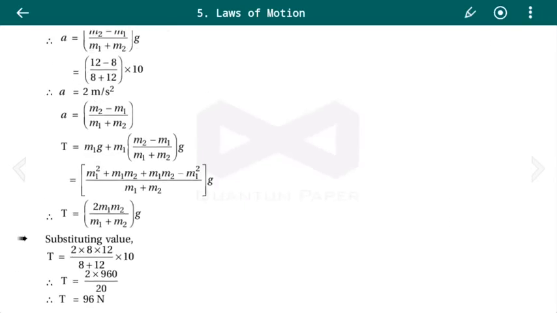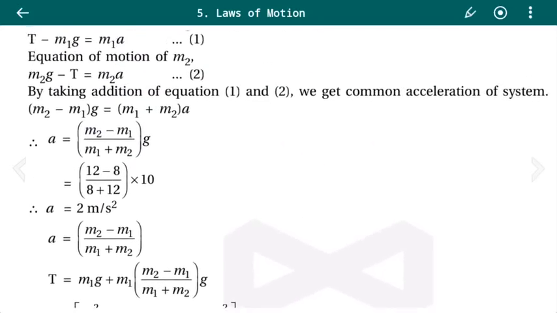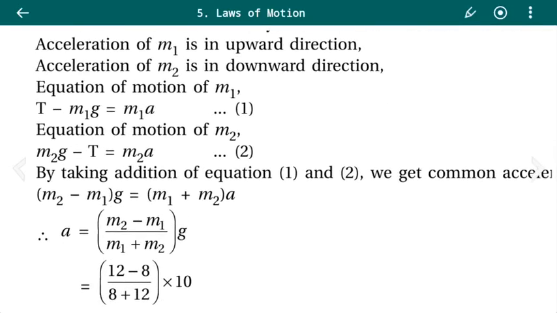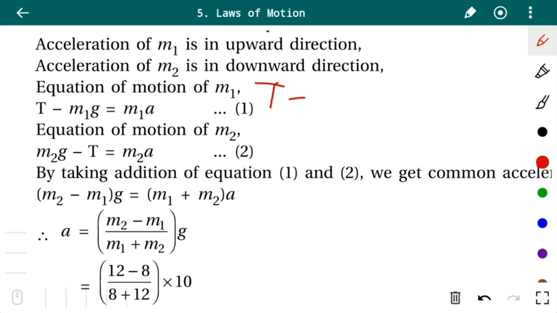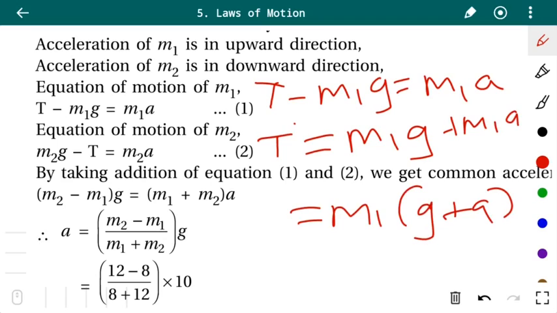Now we need to find the tension as well. We got the value of the acceleration. Now in one of the equations we can substitute the value of a. Here using equation 1, it is T minus m1g equals m1a. Taking T as the subject and taking minus m1g on the other side, we get m1g plus m1a. Here taking m1 common, it will be m1 into g plus a.